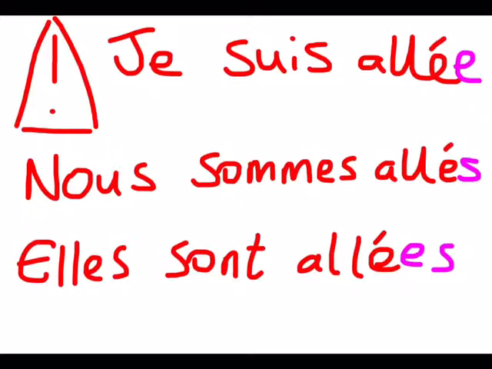In the second example, nous sommes allés, I've added an extra s because nous, we, is plural, i.e. more than one. So we went, in French, you have to end allé with an extra s to show that it's plural. Finally, elles sont allées. This is feminine and it's also plural because it's they, feminine plural, went. In that case, you add an extra e to denote the feminine and an extra s to denote the plural.